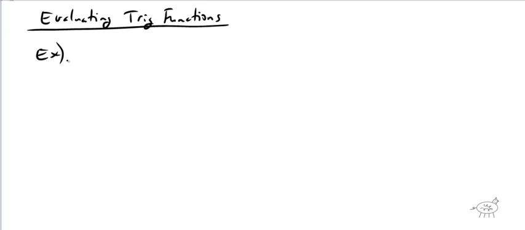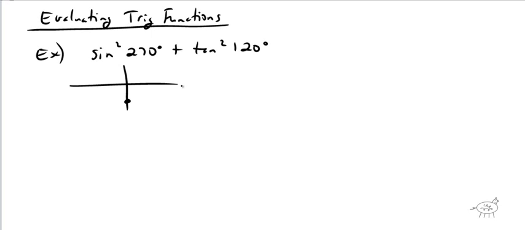And here's my first example. Sine squared of 270 plus tangent squared of 120. I'm just asking you to evaluate. So you have to figure out what sine of 270 is. Well, you should know it's a quadrantal. And we're down here, and sine goes from 0 to 1 to 0 to negative 1. So sine of 270 is negative 1.